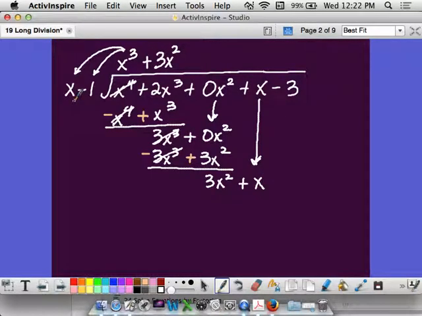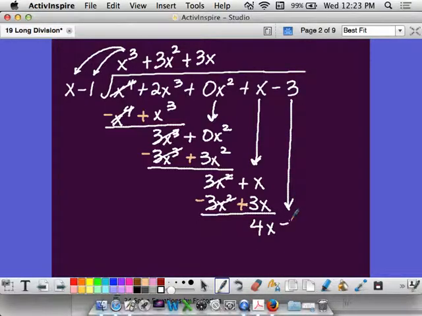What times x gives me 3x squared? And that's going to be a positive 3x. 3x times x is 3x squared. 3x times negative 1 is negative 3x. Draw the line, change the signs, and combine. So these are going to cancel, and that's going to give me 4x, and I'm going to bring down that minus 3.